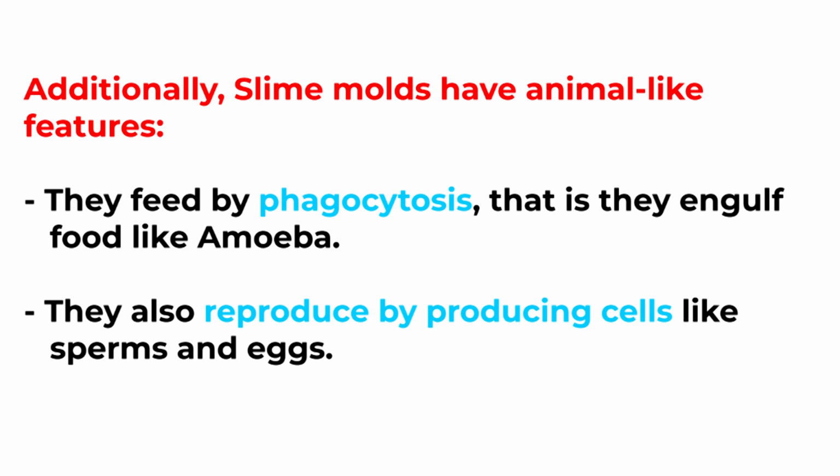Additionally, slime molds have animal-like features. Right? They feed like amoeba, engulfing food. Alright? That's phagocytosis. And then also, they reproduce by producing cells that look like sperms and eggs.